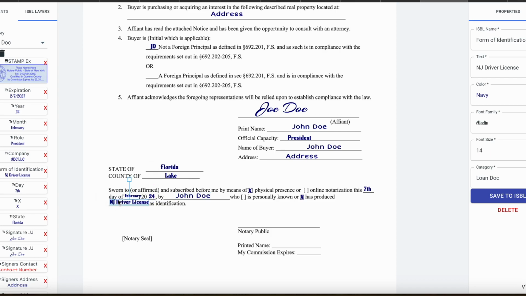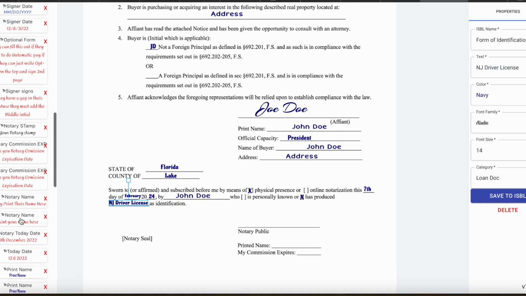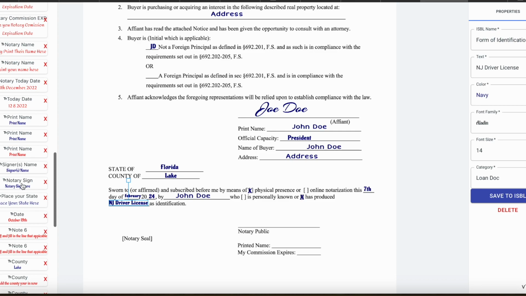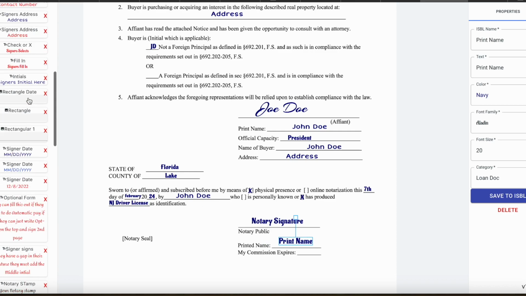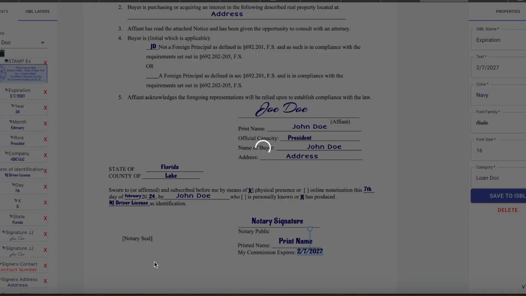Then you're going to go ahead as a notary. You already said your oath. You don't want to write over or stamp over any of the wording. You're going to sign, print your name. Then you're going to put your expiration date. And then you're going to stamp these documents here.